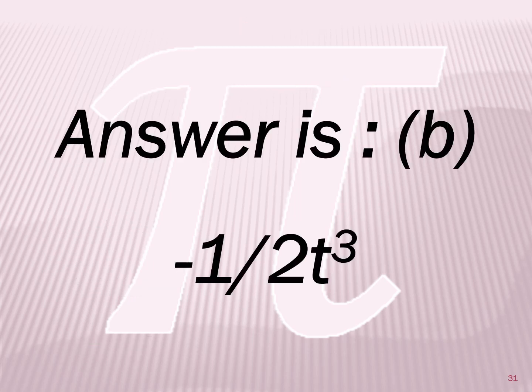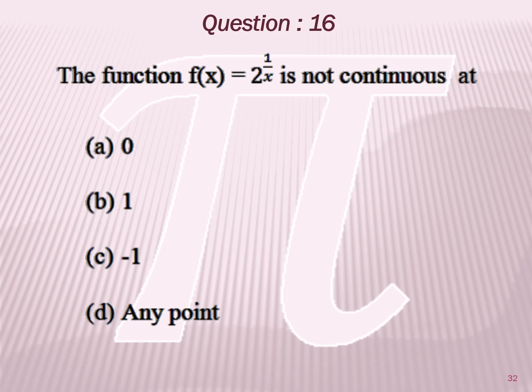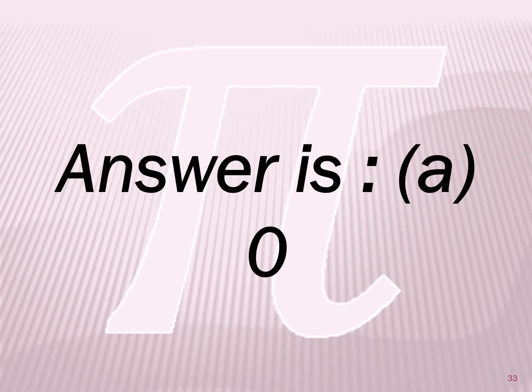This question is B, that is minus 1 by 2t cube. The function f(x) is equal to 2 raised to the power 1 by x is not continuous at option A 0, option B 1, option C minus 1 and option D any point. Question is option A, that is 0.